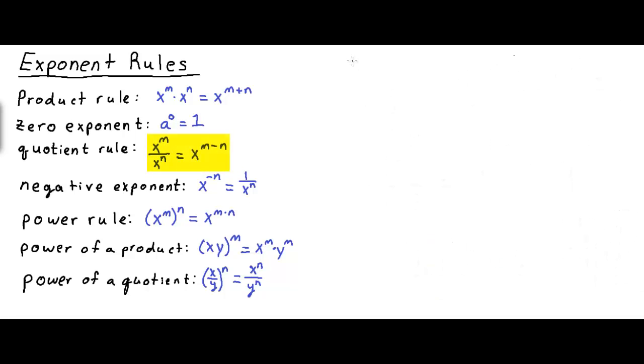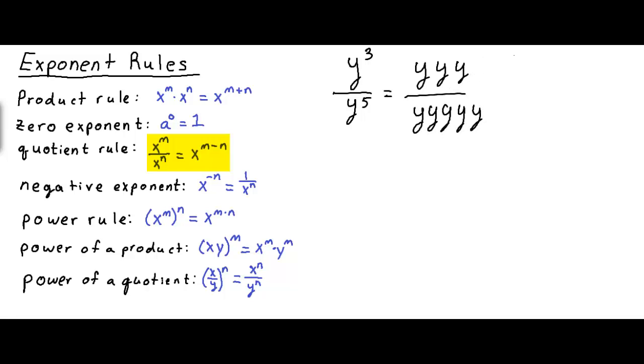So let's look at that problem one more time. If we have y cubed over y to the 5th, we have 3 y's in the numerator and 5 in the denominator. Again, they cancel out, leaving us with 2 in the denominator. But let's look at this quotient rule again and see what happens. If we have y to the 3 minus 5, because again, we subtract both of our exponents, that's going to give us y to the negative 2.